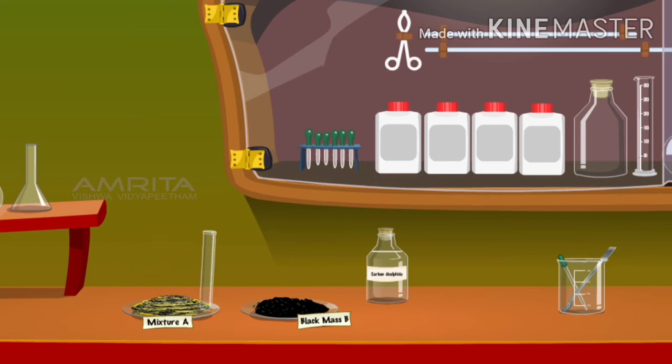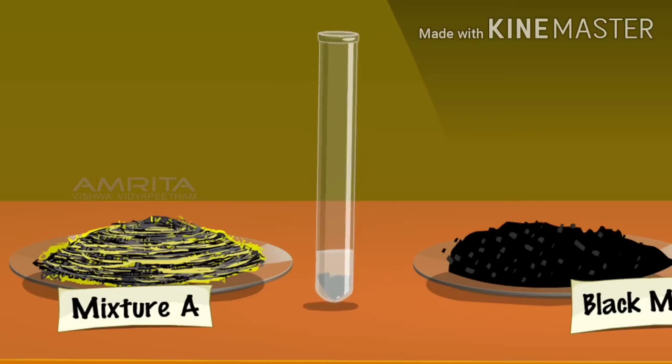Take another test tube and put a pinch of black mass B into it. Then add a few drops of carbon disulfide into the test tube. Shake it well. No change is observed. In the compound state, FeS, sulfur lost its original properties after reacting with Fe.